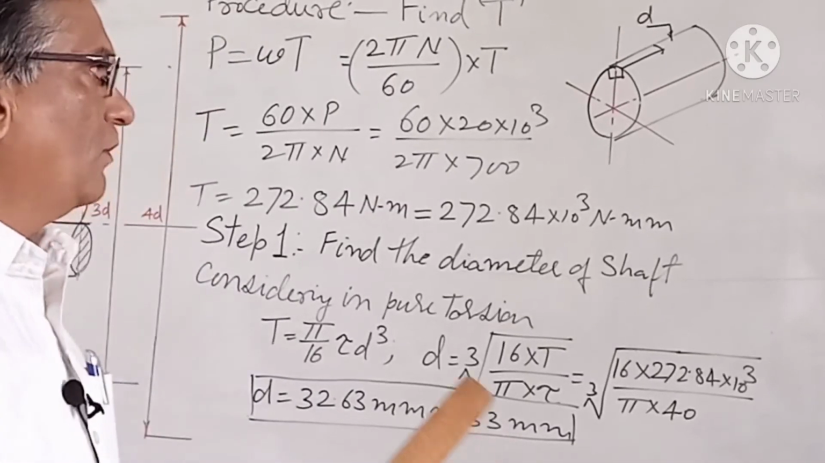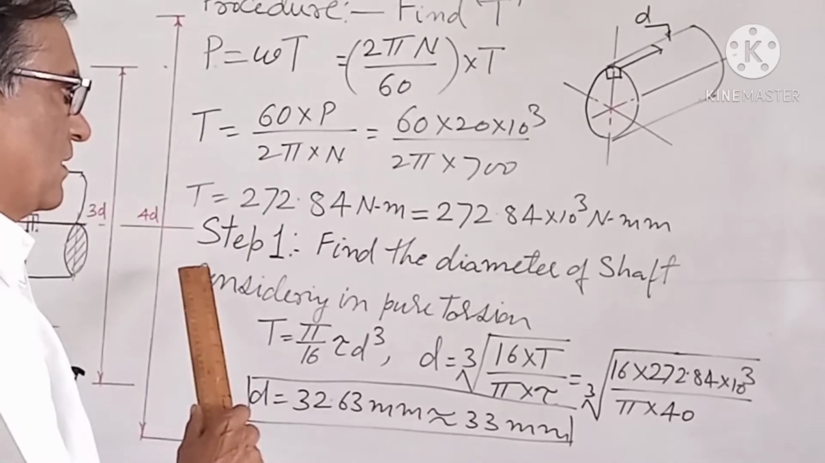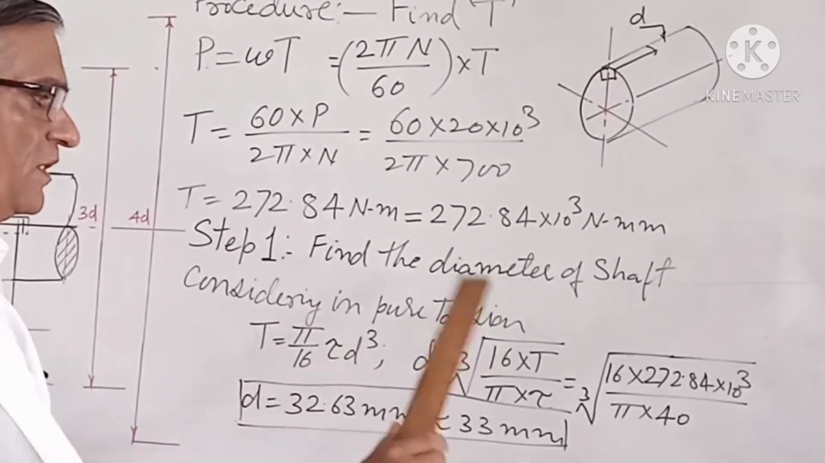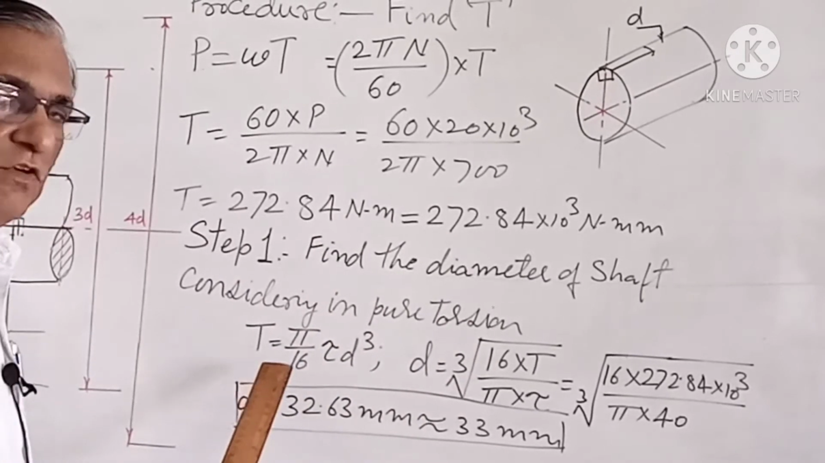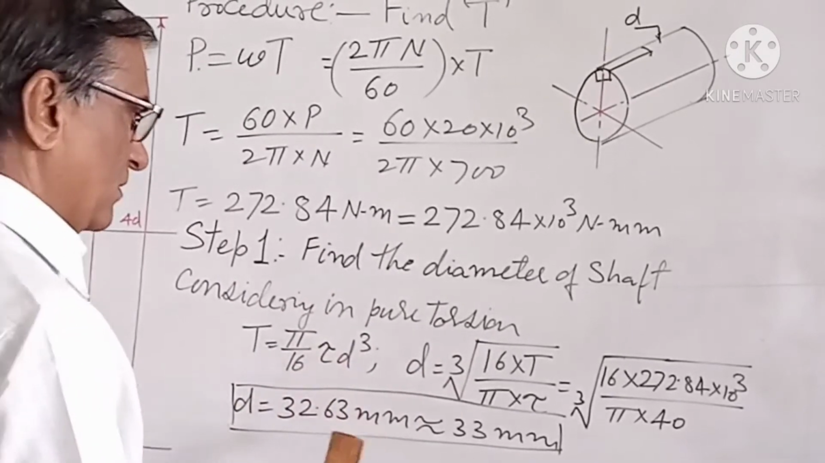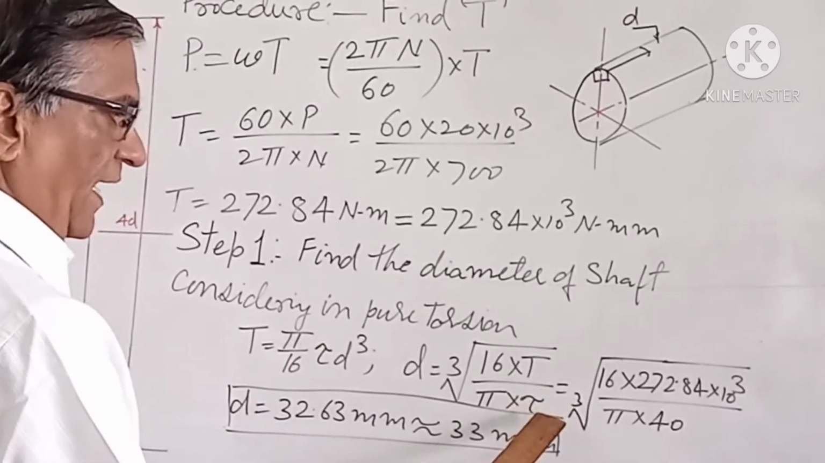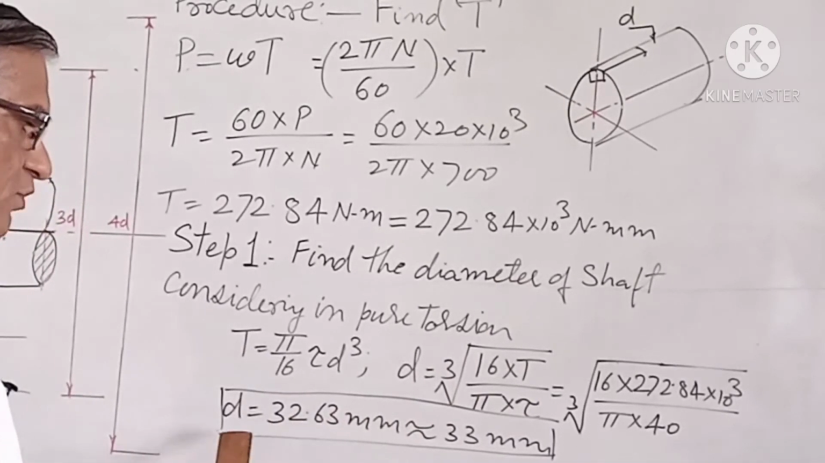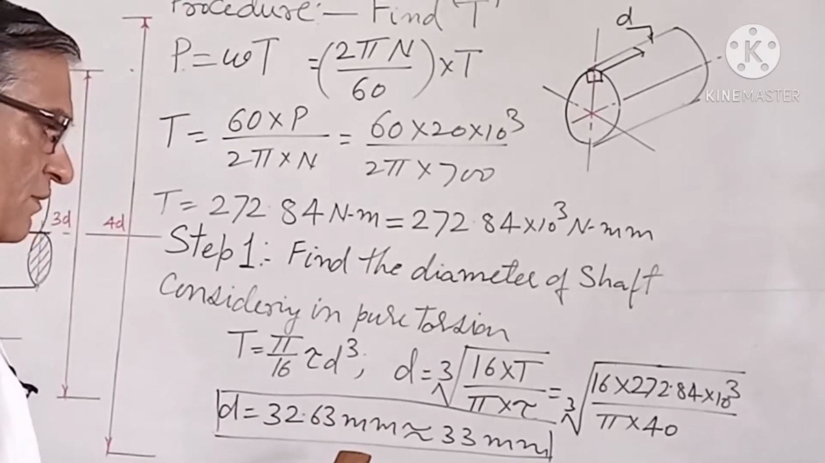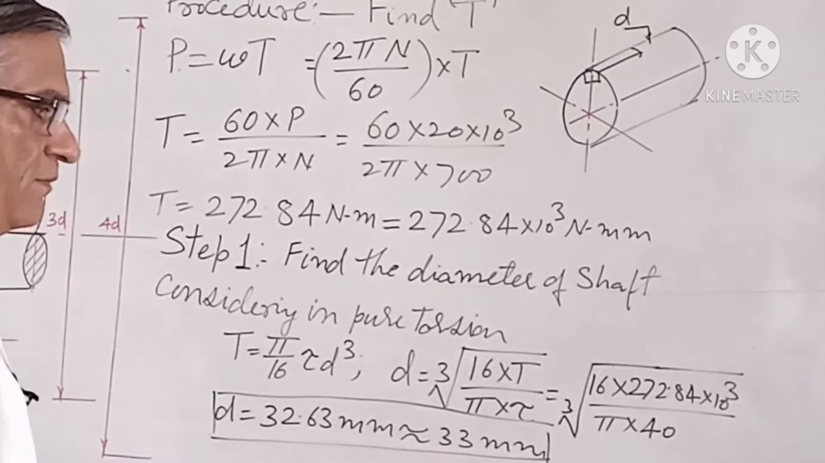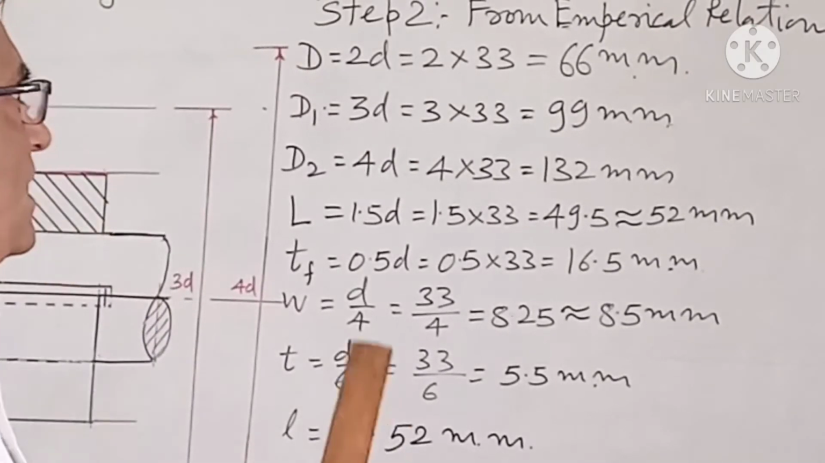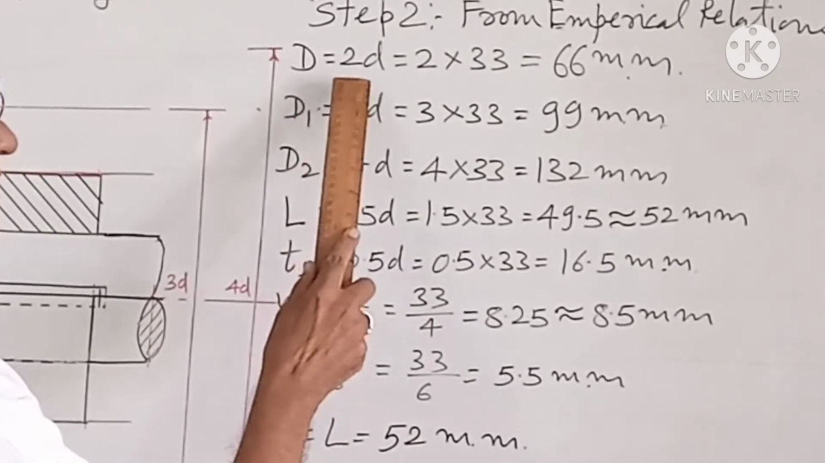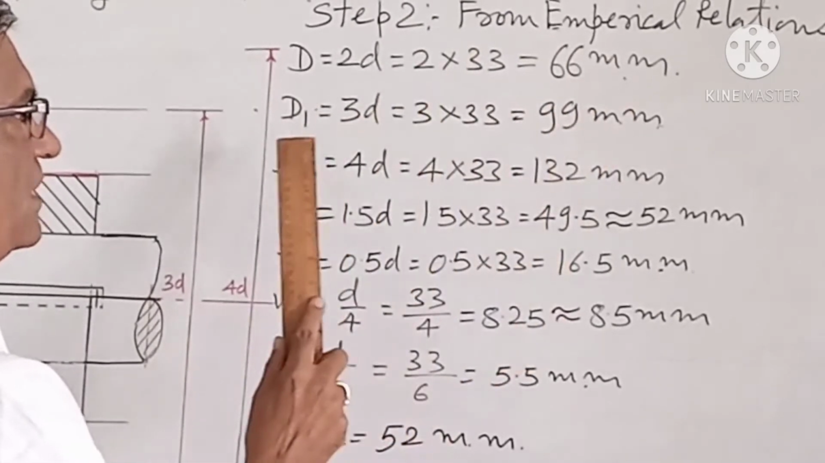Now after finding the value of torque, we will find the diameter of the shaft. This is step 1, considering pure torsion. From the formula, torque is equal to pi by 16 tau d cube. Putting the value of torque and permissible shear stress, we find the diameter, which comes out to be 32.63 millimeter. We will take 33 millimeter. Now from the empirical relation, capital D is equal to 2d, that comes out to be 66 millimeter.